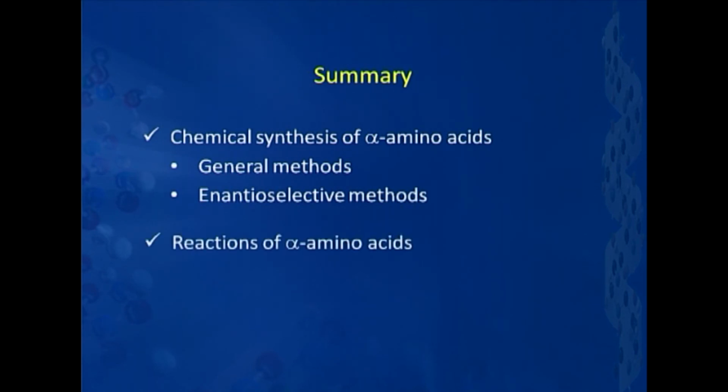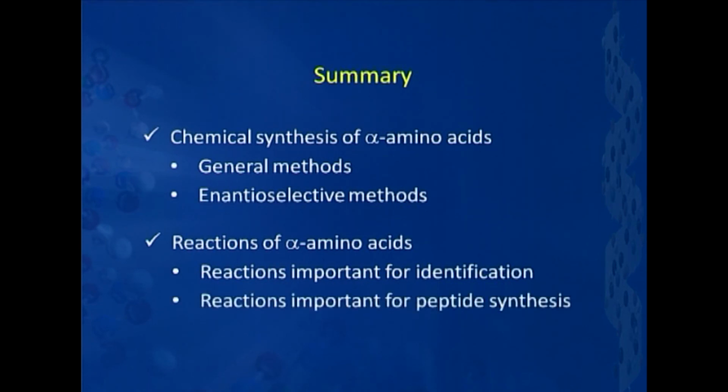Thereafter we took up the reactions of alpha amino acids. Here again we talked about 2 sets of reactions. The first set belonged to the reactions which were important for the identification of alpha amino acids, such as the ninhydrin reaction and many more. The second category was the reactions which were useful for peptide synthesis, about which we will be talking at a later stage.